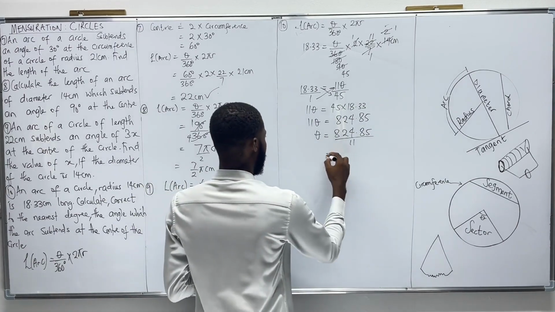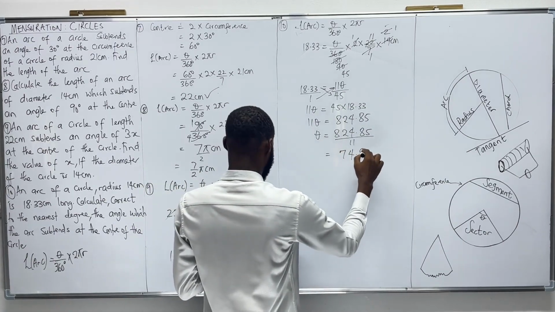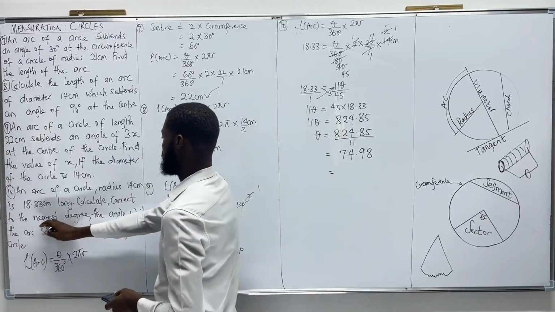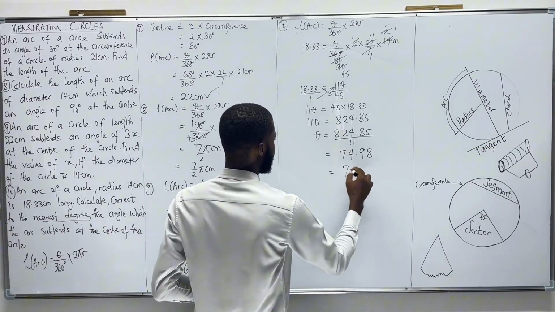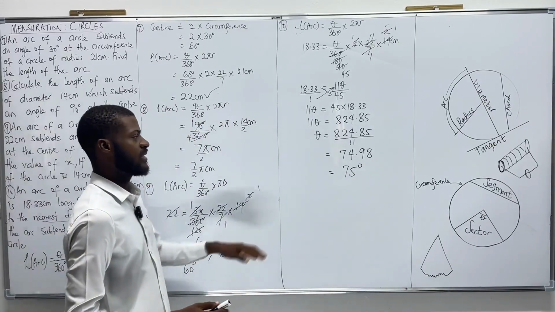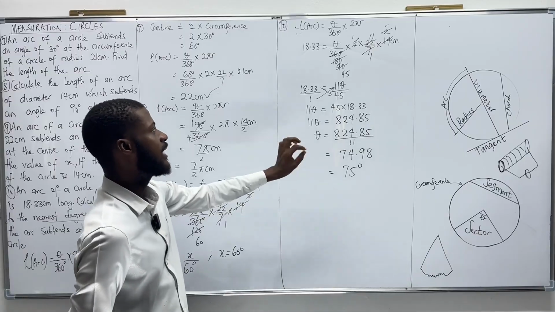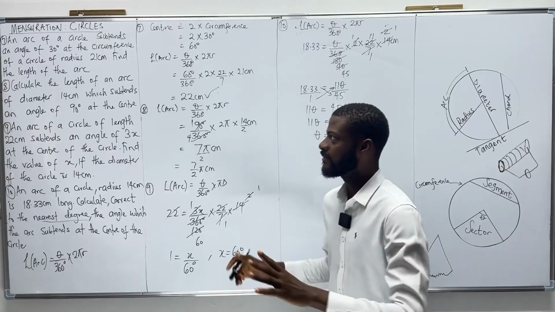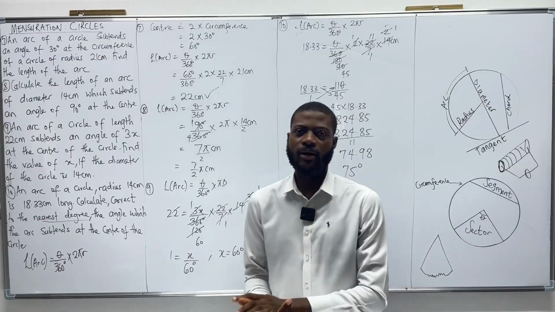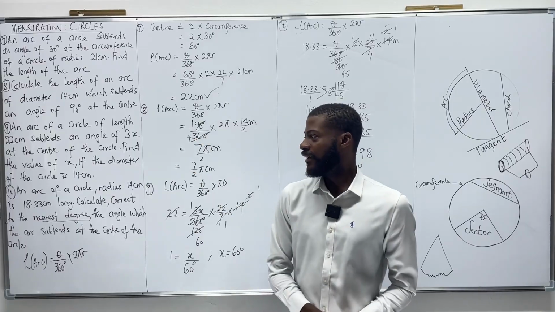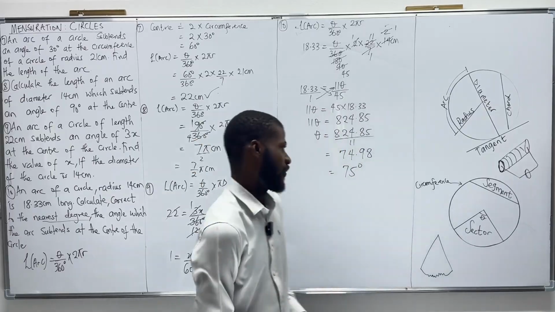So when you divide by 11, this will give 74.98. Now, to the nearest degree, this will be 75 degrees. That's what we have. This will be 75 degrees. And that will be the answer to this very problem. And with this, we're done with area of an arc. Yes, we're done with this.